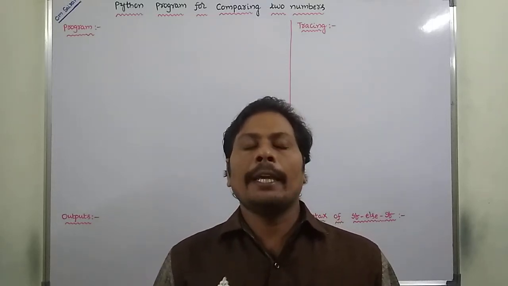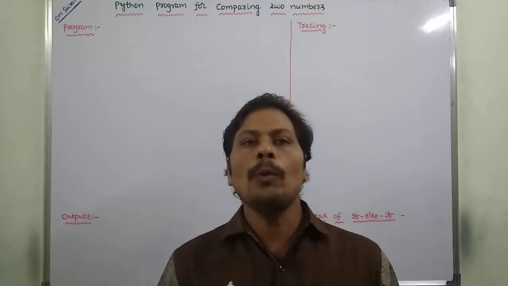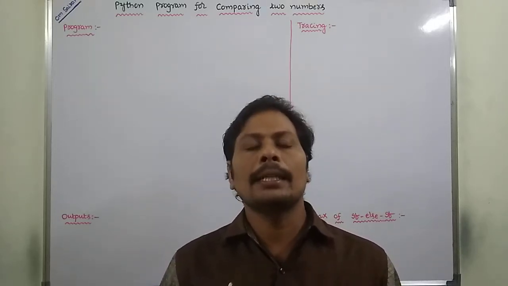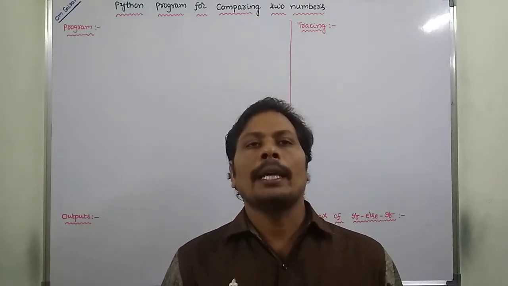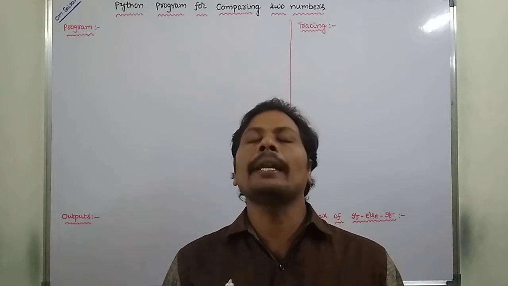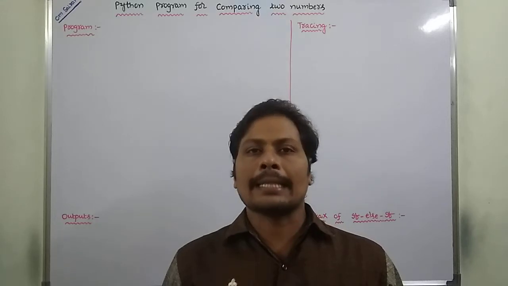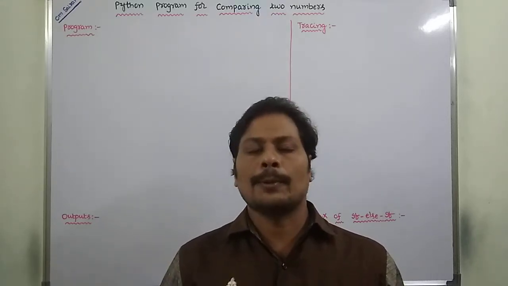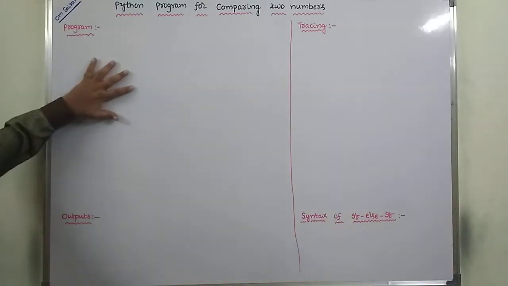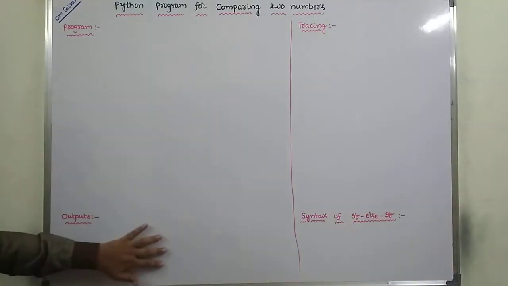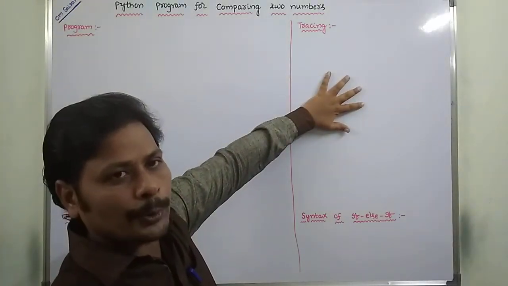Here we are giving two numbers from the keyboard. Now we have to tell whether the two numbers are equal, or a number is greater than another number, or a number is less than another number. So this is our program. Now I am writing the program here, and this is the output of the program, and this is the tracing of that program.